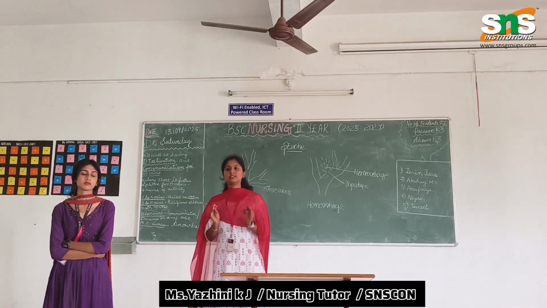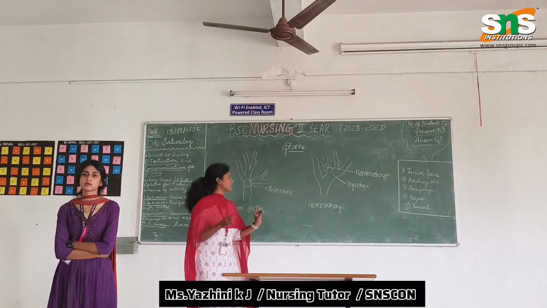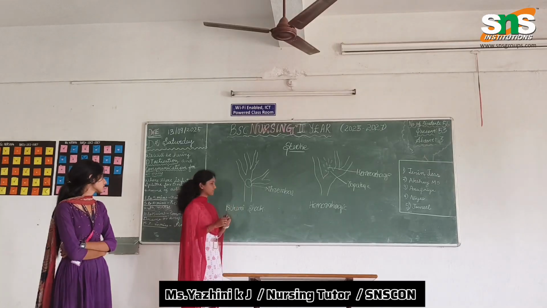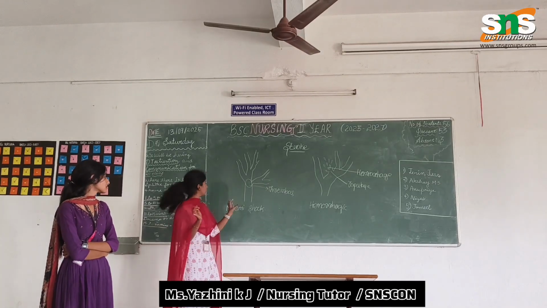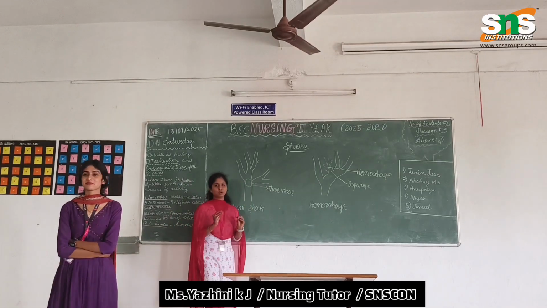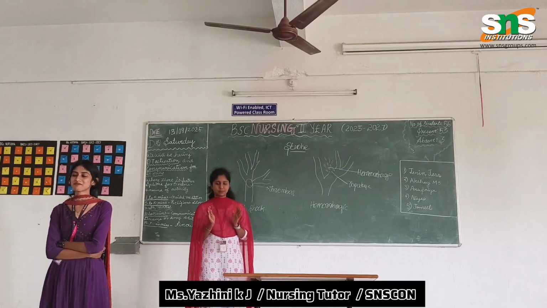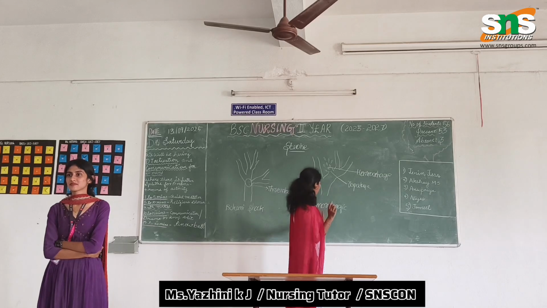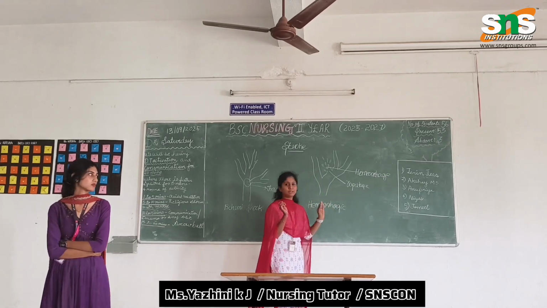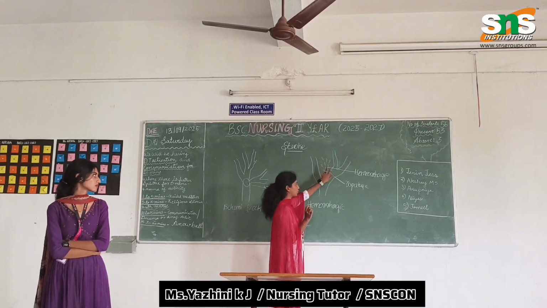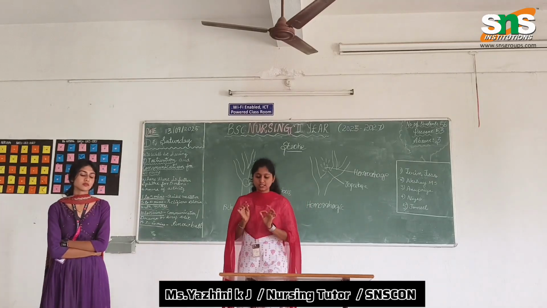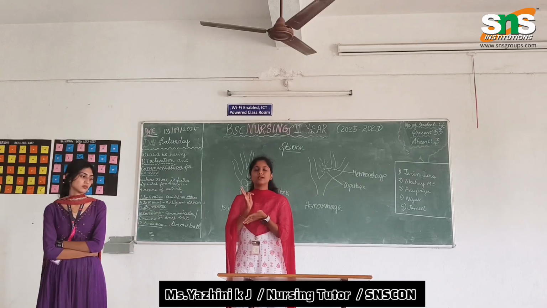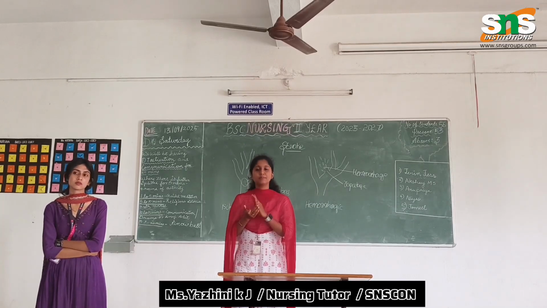So mainly there are three types of stroke. The first is ischemic stroke, which is due to a clot, thrombus or embolism, that occurs in the blood vessels. The second is hemorrhagic stroke, which occurs when the blood vessel ruptures and hemorrhage occurs. The third one is transient ischemic attack, a temporary blockage in the blood vessels, that is also called a mini stroke.